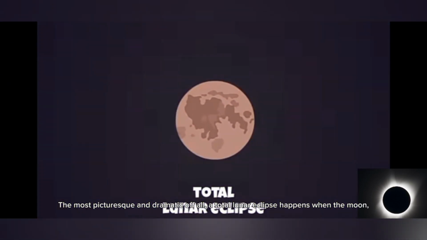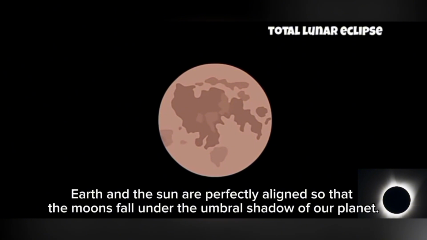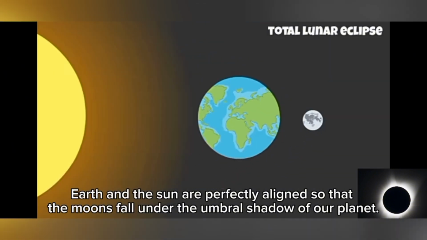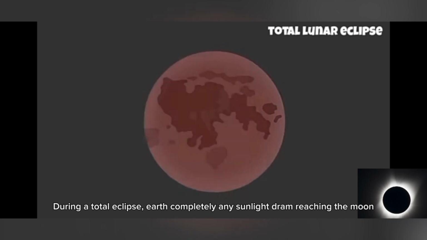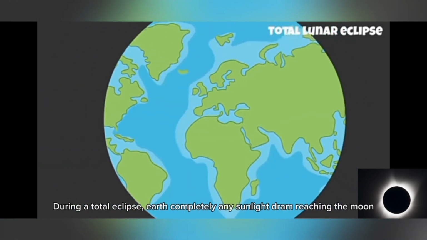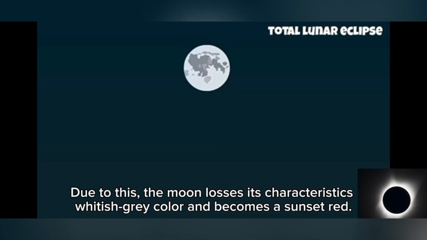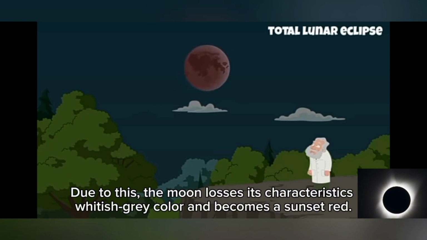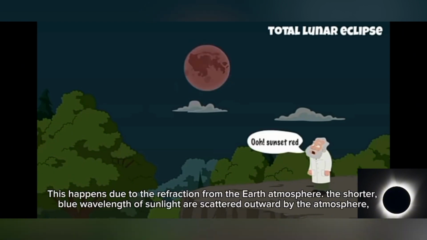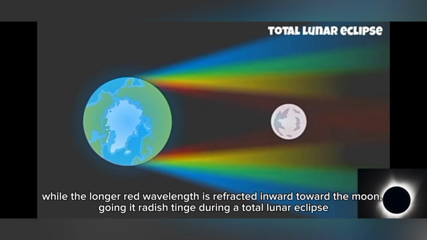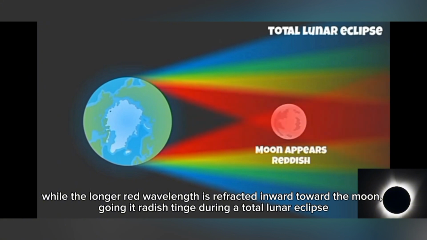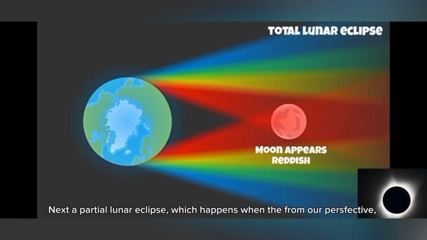The most picturesque and dramatic of all, a total lunar eclipse happens when the moon, earth and the sun are perfectly aligned so that the moon falls under the umbral shadow of our planet. During a total eclipse, the earth completely blocks any sunlight from reaching the moon. Due to this, the moon loses its characteristic whitish-gray color and becomes a sunset red. This happens due to refraction from the Earth's atmosphere. The shorter, blue wavelengths of sunlight are scattered outward by the atmosphere, while the longer red wavelengths are refracted inward toward the moon, giving it a reddish tinge during a total lunar eclipse.